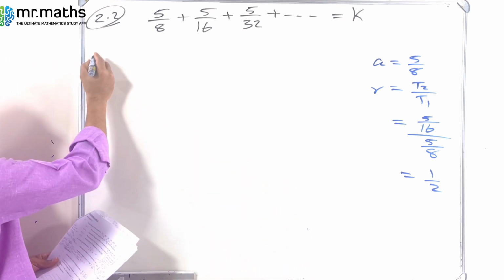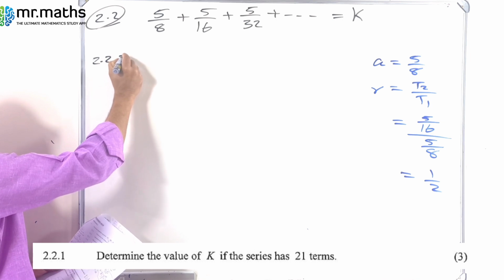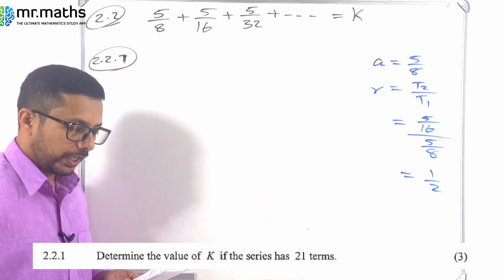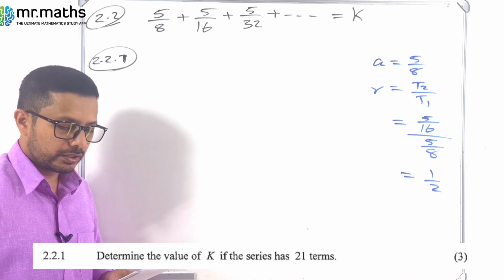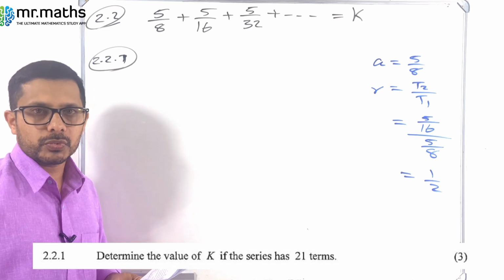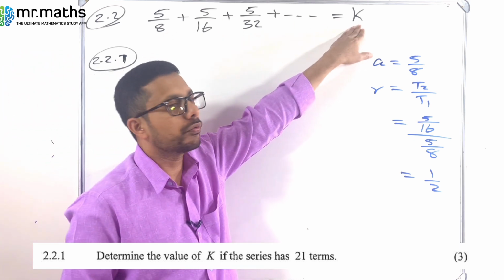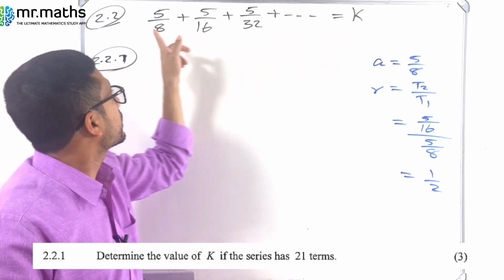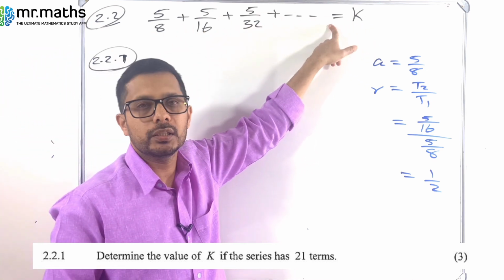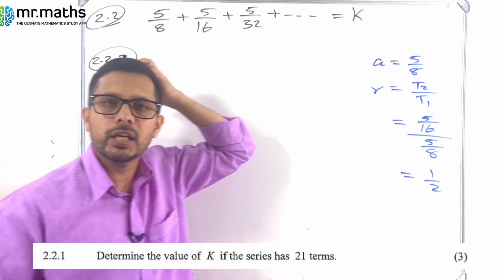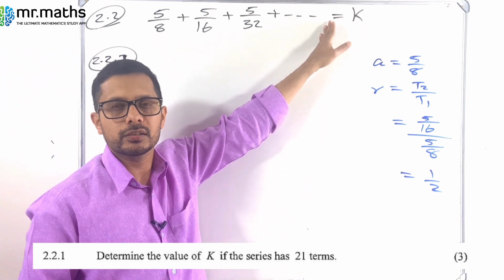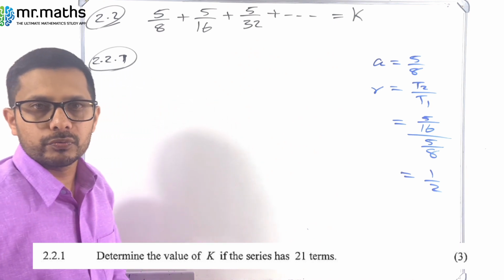What do we have to do there? 2.2.1. Determine the value of k if the series has 21 terms. You have to find the value of this k. What is this k? The sum of all these numbers, that is k. And they are saying there are 21 terms here, so you have to find the sum of that.